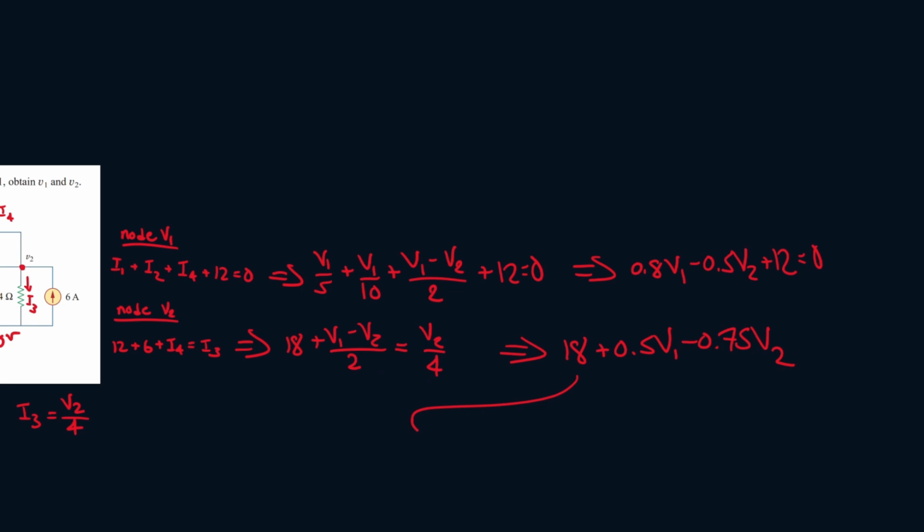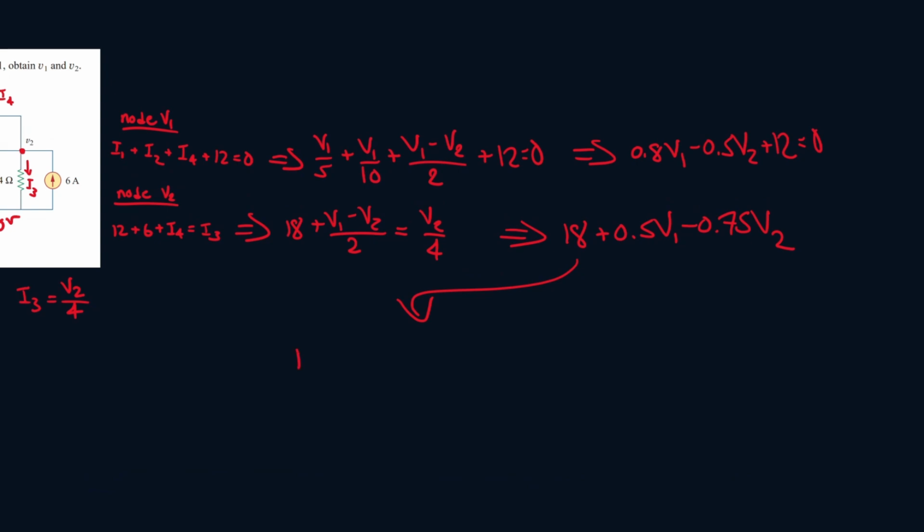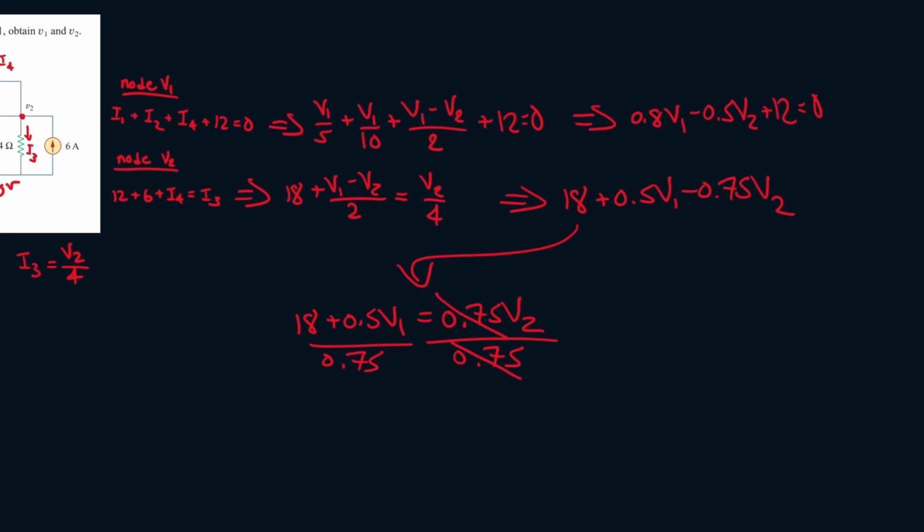Okay, now for this one, let's isolate for V2. So let's bring it to the other side. So it'll be 18 plus 0.5 V1 equals 0.75 V2. Divide both sides by 0.75. And you get 24 plus 0.666 V1, and this is equal to V2. Now plug that into here.